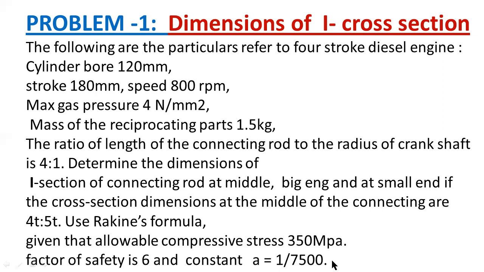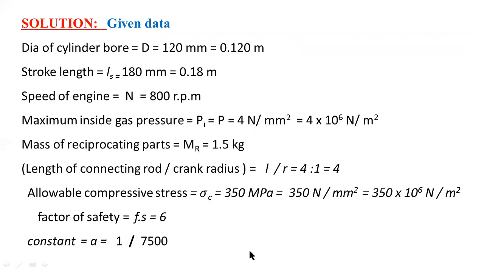This value is for mild steel. So the material used for I cross section for connecting rod is mild steel. So compressive stress for mild steel equal to 350 megapascal. So these are the given values. By using these details, you have to design a suitable I cross section. These are the given data.